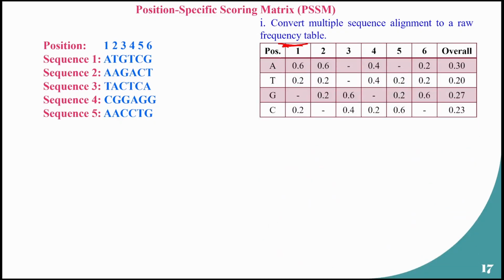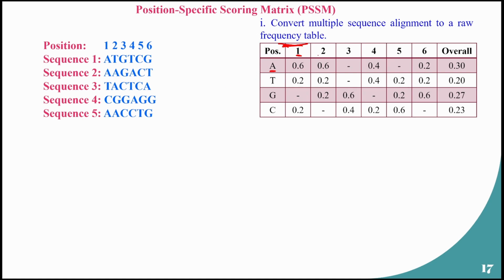So here again, you have the position indicated by the very upper row: 1, 2, 3, 4, 5, 6. Then on the very first column, A, T, G, C are indicated. Now you figure out the frequency. For example, at position 1, if you want to calculate the frequency for A, think of it this way: how many A's are present? 1, 2, 3 A's are present. And the total number of sequences I have is 5. So it's 3 by 5, and that will be the frequency. 3 by 5 should be 0.6.